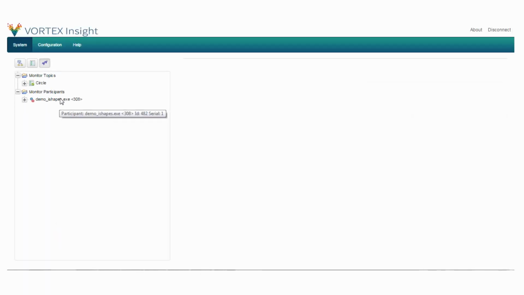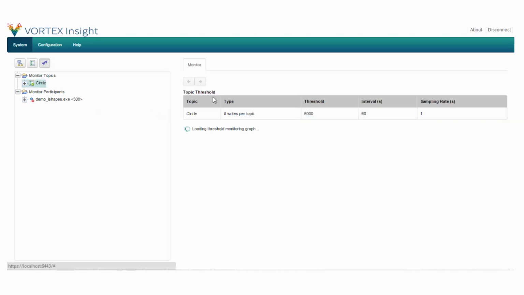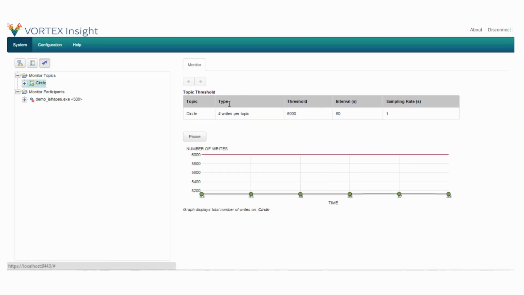Clicking on the topic or participants of interest provides us with information such as threshold settings about the entity, as well as a normalized real-time traffic report graph. The threshold settings comprise a threshold type, here writes per topic, which basically specifies the unit of measure of the threshold value. The threshold interval indicates the window of time over which the threshold value is considered.